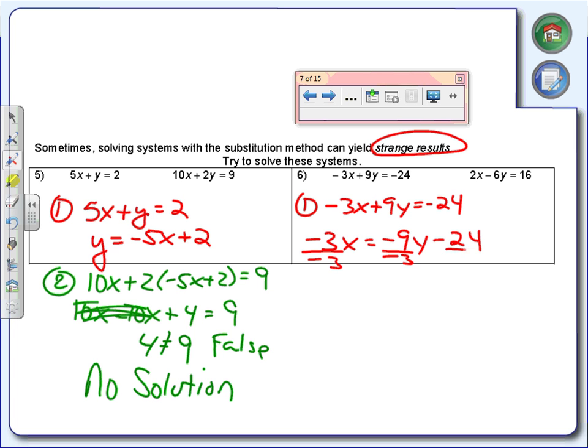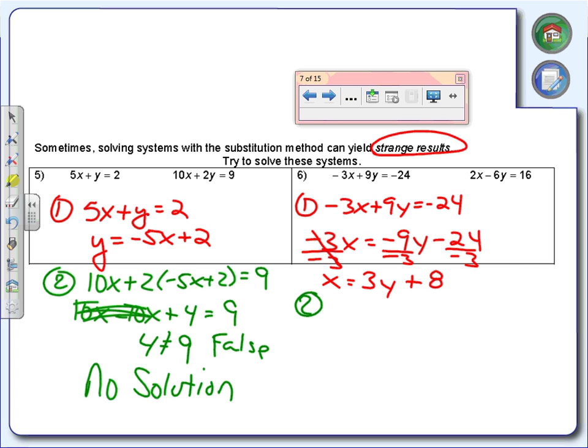So this is why I say you got to really look at what you have to determine what variable you're going to get by itself. Negative 9 divided by negative 3 would make that a positive 3y. A negative 24 divided by negative 3 would be a positive what? 8. So that looks a lot better. I don't like fractions any more than you guys, so that's one way we can avoid the fractions. Okay, there's the first step.